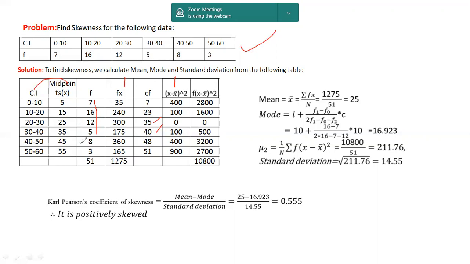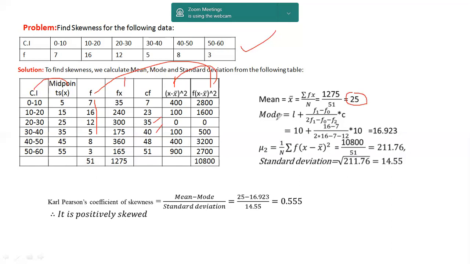Taking the mean value, we are subtracting it, x minus x bar whole square, and f into x minus x bar whole square. After getting this, we multiply with the frequency. The product of these two columns gives this value. Once we have this, we know the mean formula: when the frequency distribution is provided, mean is summation of fx by summation of f, which is also called capital N. So here the mean value is 25.